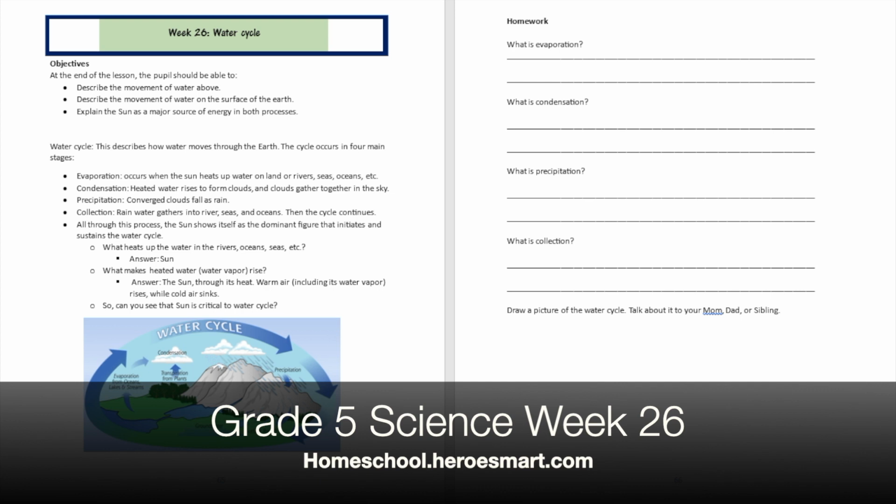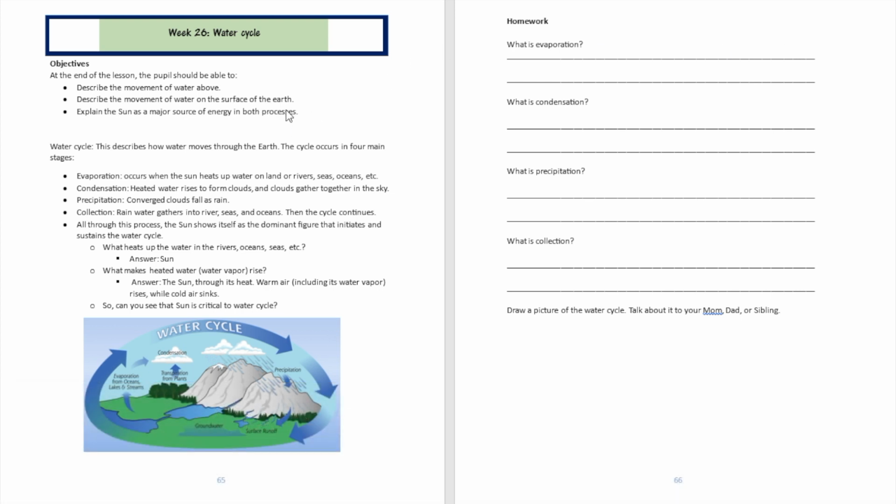Today we're going to be talking about the water cycle. By the end of this lesson, the student is going to be expected to understand the movement of water above the Earth's surface, describe the movement of water on the surface of the Earth, and explain the sun as a major source of energy in both processes.